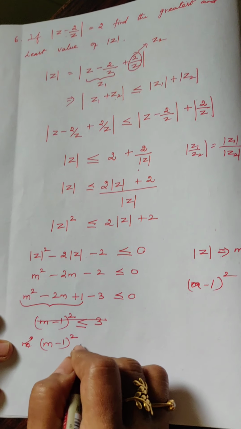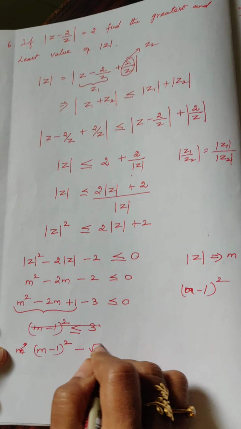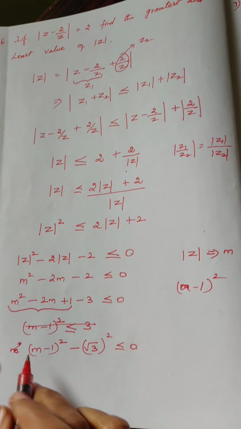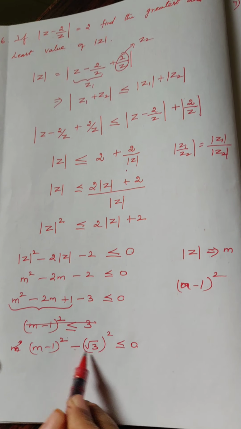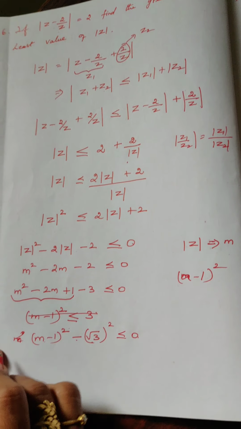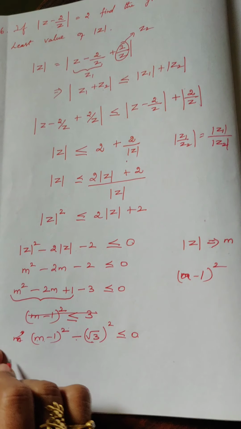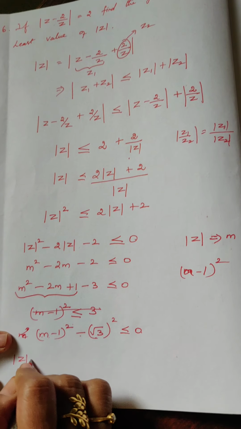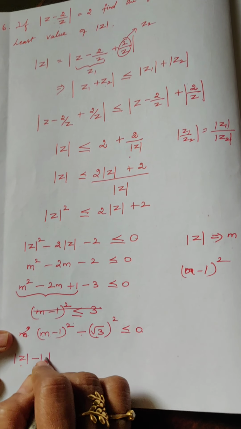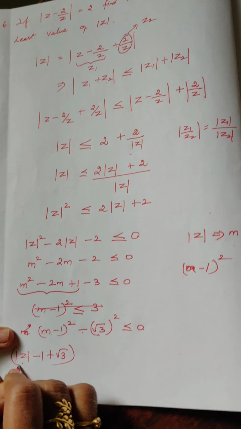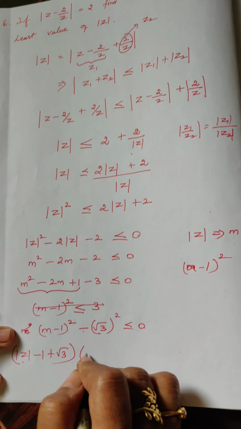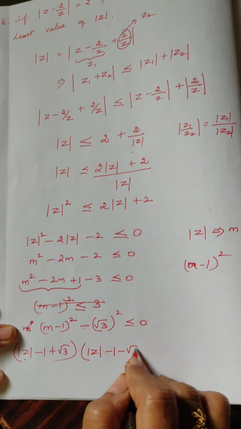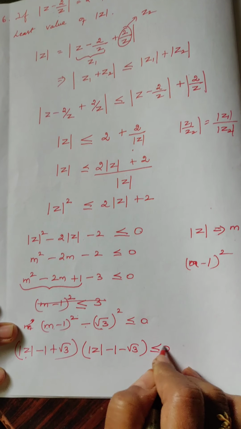m minus 1 the whole square minus 3 can be written as root 3 the whole square, which is lesser than or equal to 0. So this is of the form a square minus b square. I am replacing m by modulus of z now. a square minus b square is a plus b into a minus b, that is modulus of z minus 1 plus root 3, into modulus of z minus 1 minus root 3, which is lesser than or equal to 0.